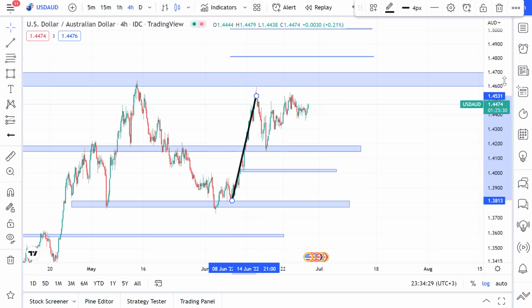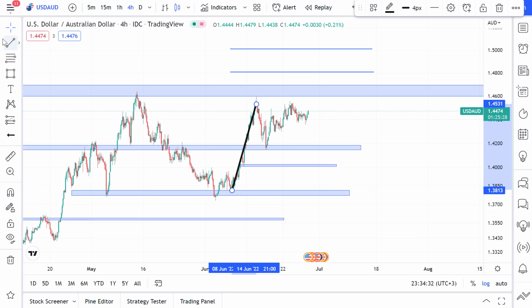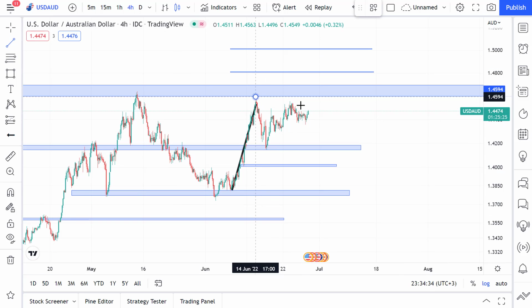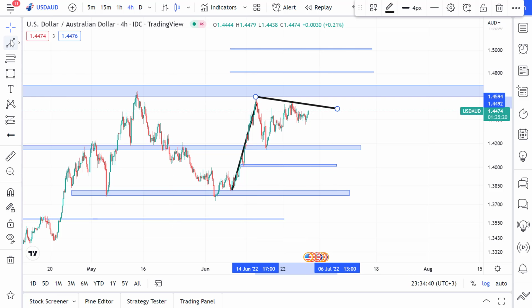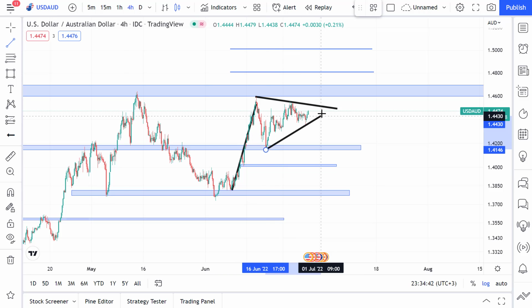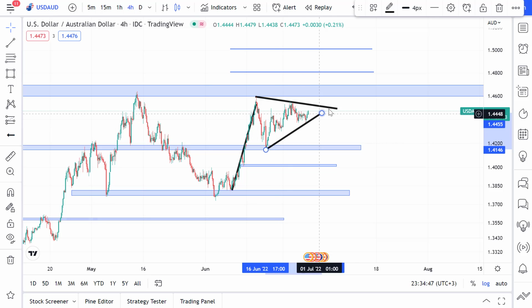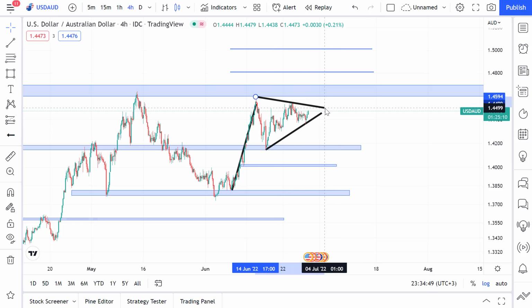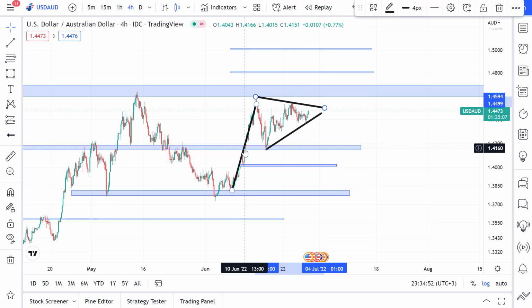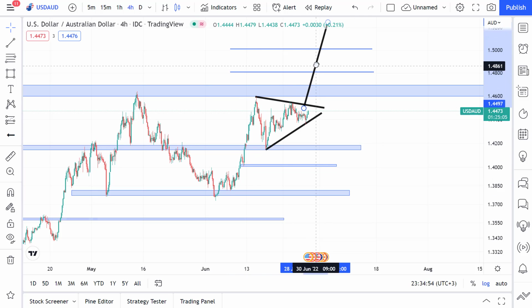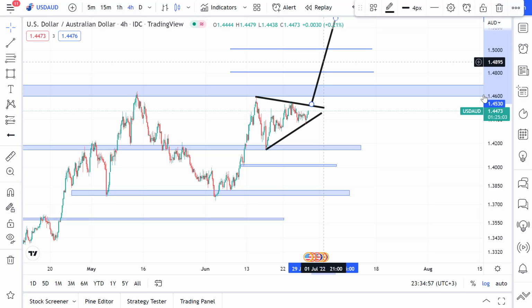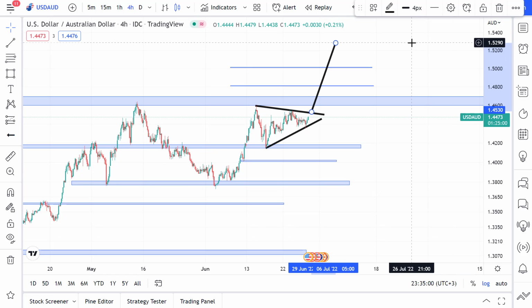okay, and we are in this maybe triangle or wedge, and I don't know we have breakout from which side, but if there is going to be breakout from bottom side, we can see stronger US dollar, and it gets stronger up to maybe 1.52 or 3. This is the next target it can have.